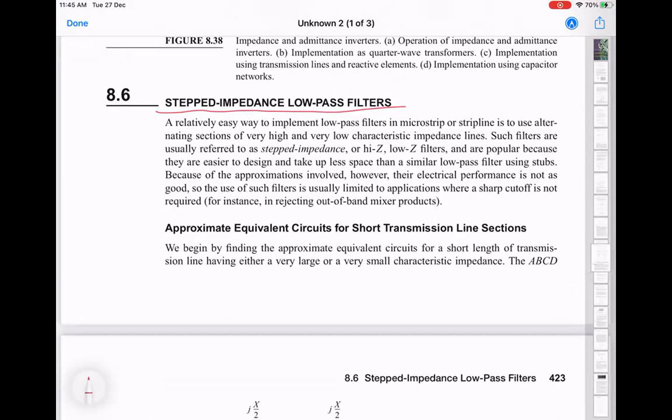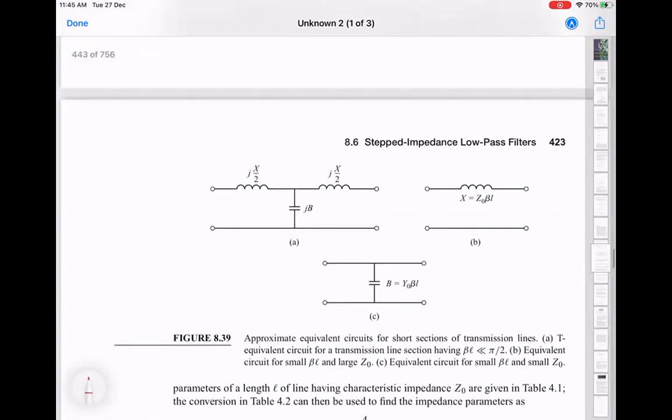Okay. And then just one last type of filter I wanted to mention, because these are again things which can be constructed easily, are these stepped impedance low pass filters. And I have an example of that here. This is basically another way of constructing or replacing L's and C's with sections of transmission line. And this again is just an idea that a very small section of high impedance transmission line looks like an inductor, and a very small section of a very low impedance transmission line looks like a capacitor.